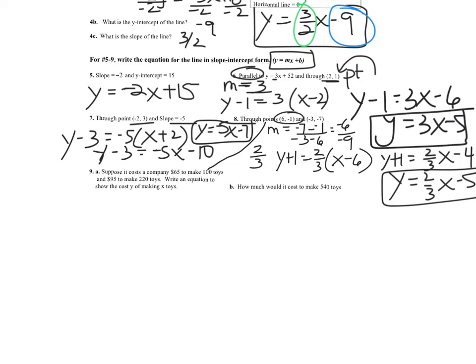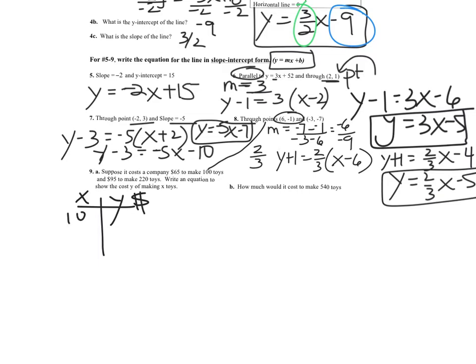Okay, number 9 is probably the most difficult out of these because it's a word problem, but it tells you everything that you need to know. So it says a company, it costs $65 to make 100 toys, $95 to make 220 toys. Write an equation to show the cost y of making x toys. So we have x, which are the toys, and y is the cost.